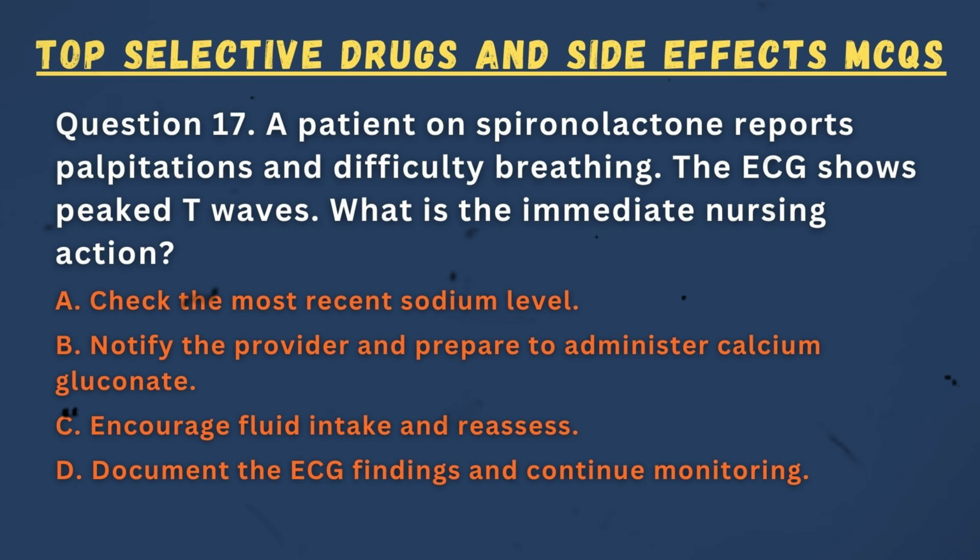Question 17. A patient on spironolactone reports palpitations and difficulty breathing. The ECG shows peaked T waves. What is the immediate nursing action? A. Check the most recent sodium level. B. Notify the provider and prepare to administer calcium gluconate. C. Encourage fluid intake and reassess. D. Document the ECG findings and continue monitoring.